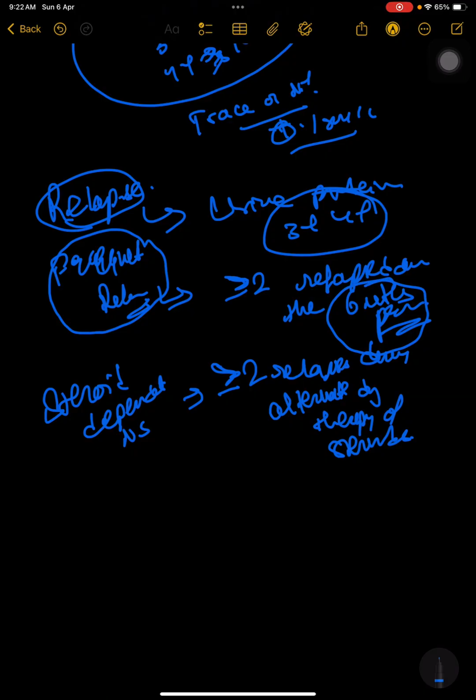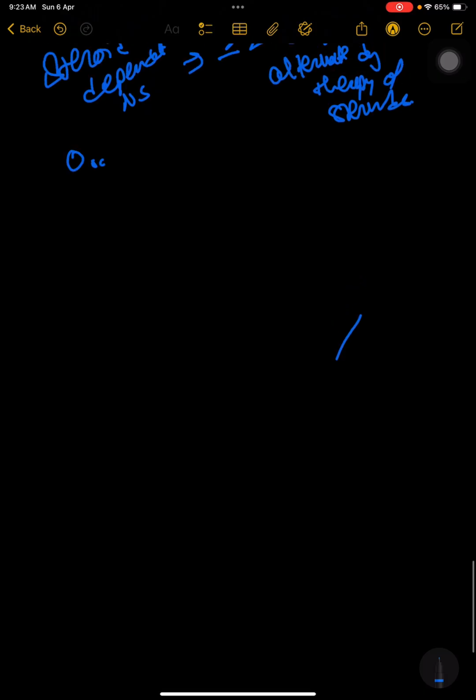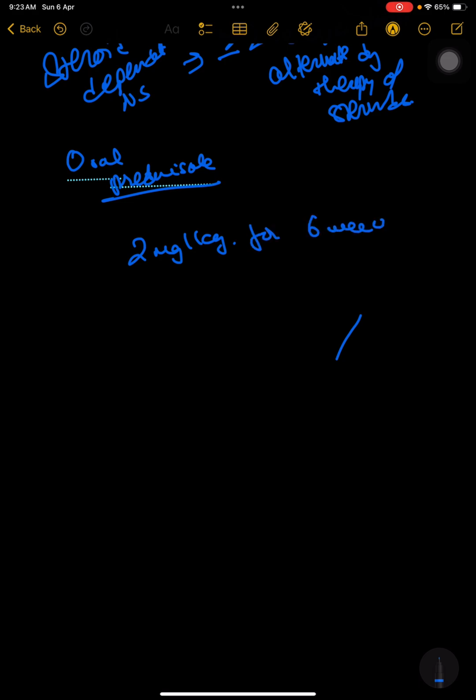Suppose I give steroid today and I'm giving, so how am I going to plan this treatment? Okay. So during the planning of the treatment for nephrotic syndrome, I'm going to give oral prednisolone. Okay. I give it 2 mg per kg daily for 6 weeks. And again, I reduce it to 1.5 mg per kg. Okay, this is also daily. Okay, for 6 weeks. Then I stop it.